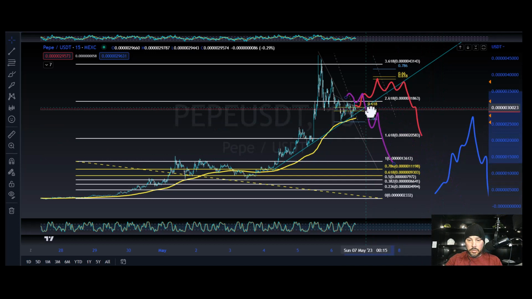Scenario 2 is we actually just have a failed auction. A failed auction is when we hold price over and over and over and it just finally gives up. We can bounce here, it looks something like this, and then we get more downside.